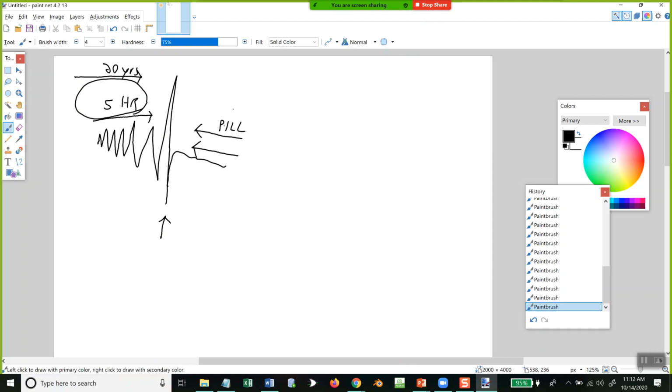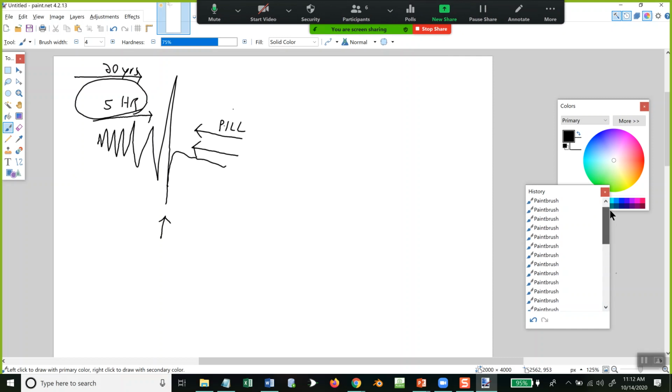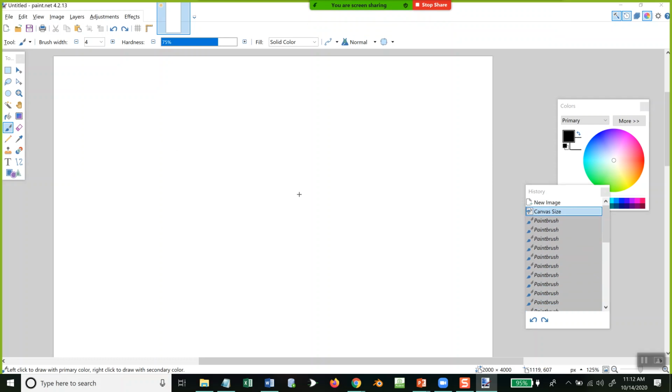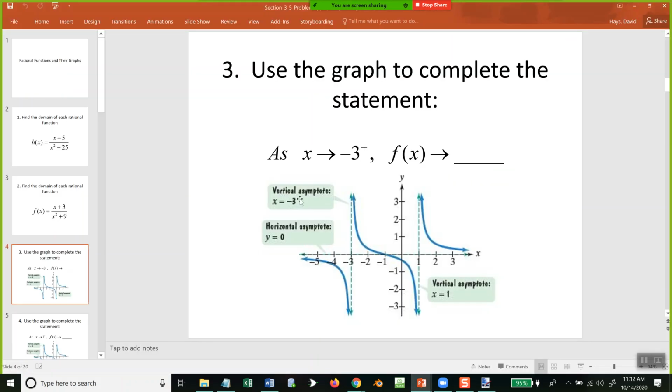But anyway, that's the principle of limits. It's a calculus concept, but it helps us to understand asymptotes. Okay, so back to this problem.